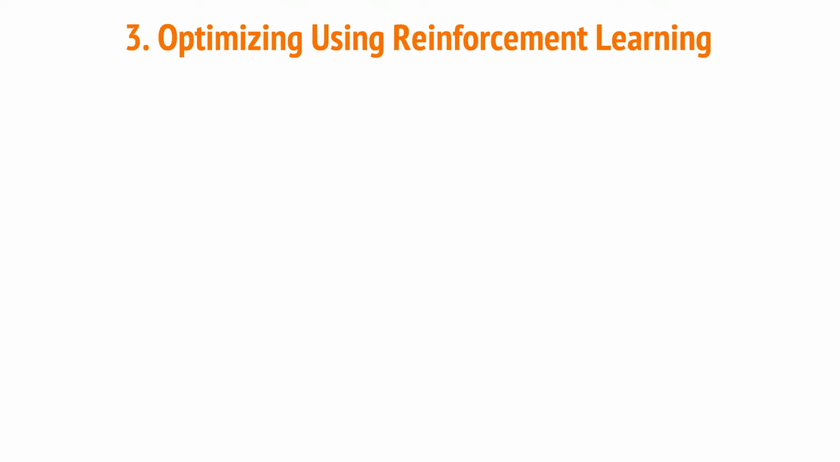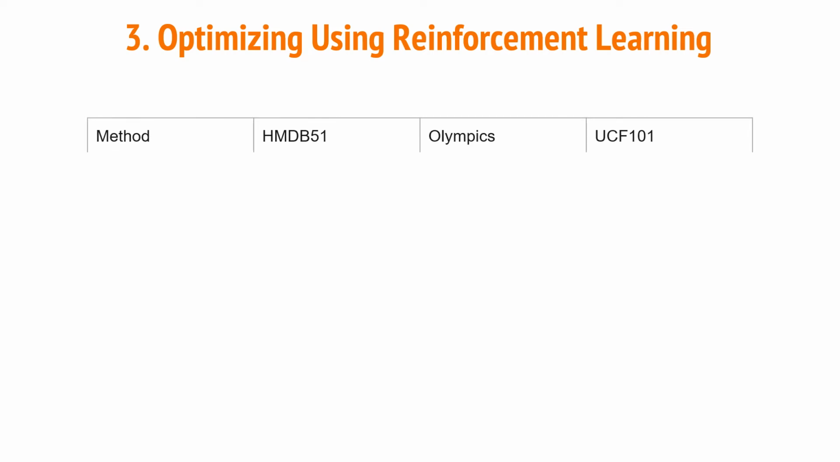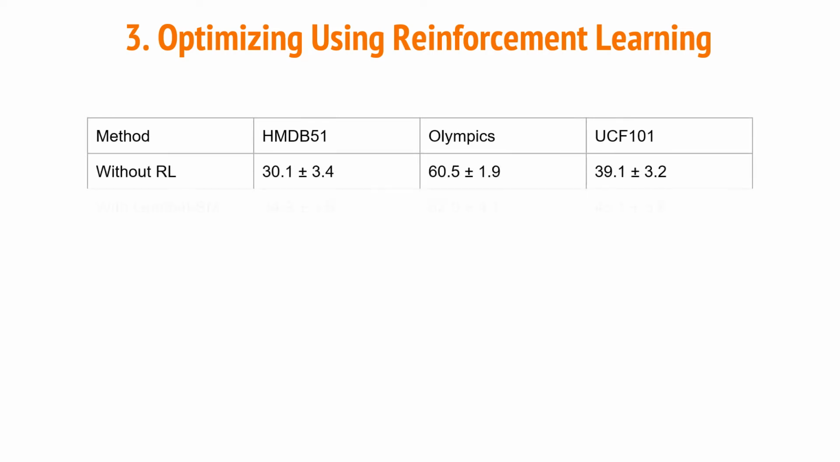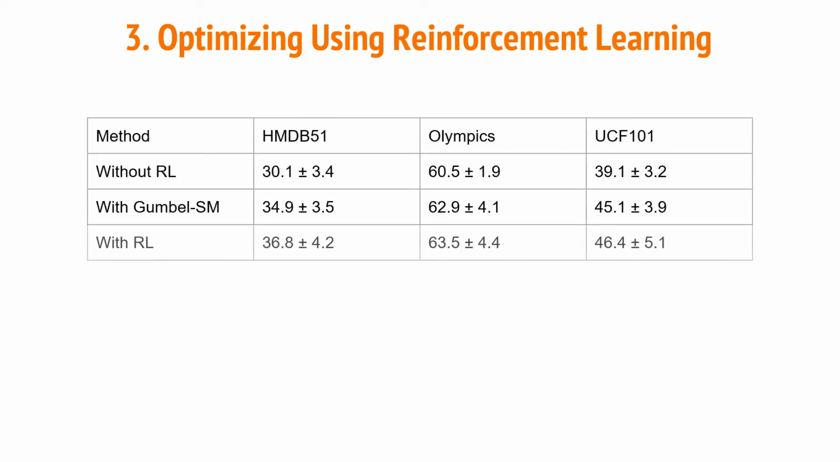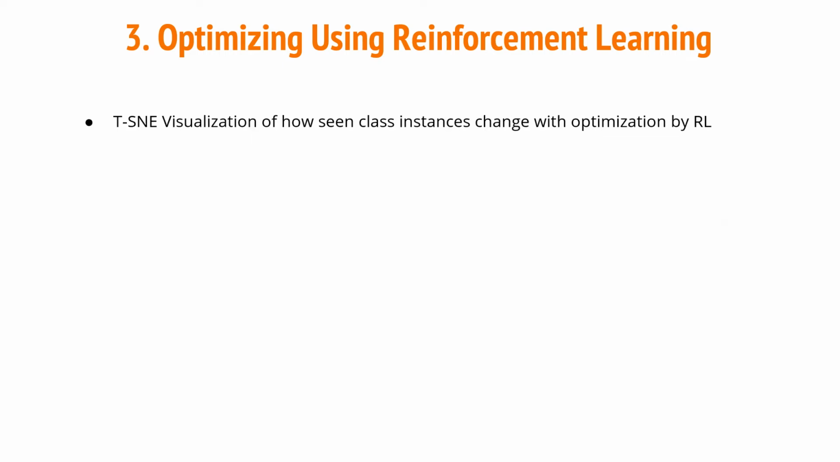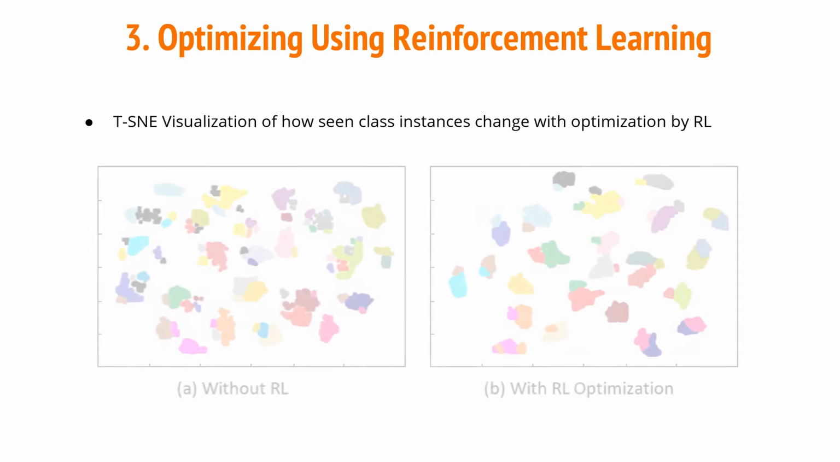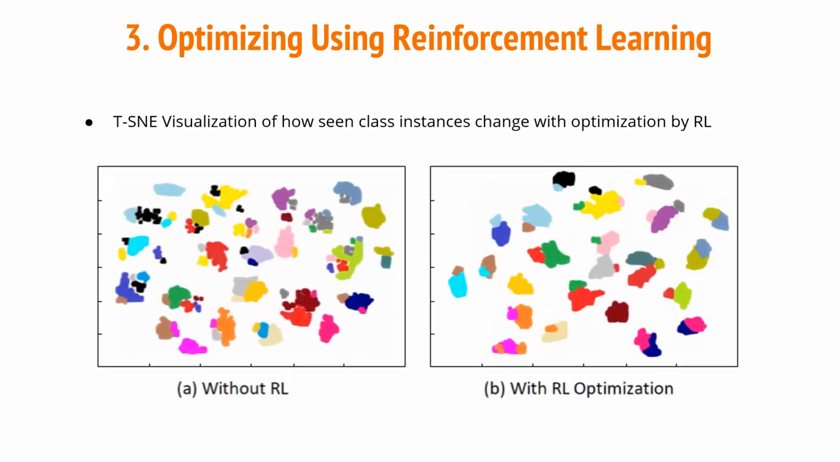Third, we use the signal from classification as direct supervision for clustering by using reinforcement learning. We observe that using reinforcement learning is better than using alternative optimization methods. We also do a qualitative analysis of the clustering. We visualize the clusters using TSNE features. We observe that after the RL optimization, the clustering becomes cleaner.